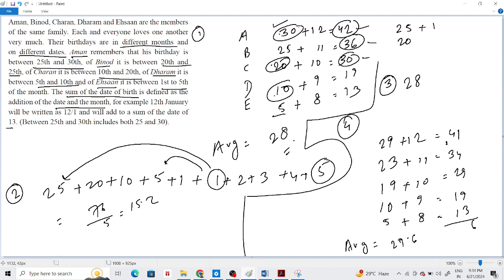So what can I do? If I want to convert 30 into a prime number, I need to make 29. If I want to convert 25 into a prime number, I need to make 23. If I want to convert 20 into prime number, I need to make it 19. Last one is already prime, so I can directly use that. I don't need to change anything from here because last one is already prime.